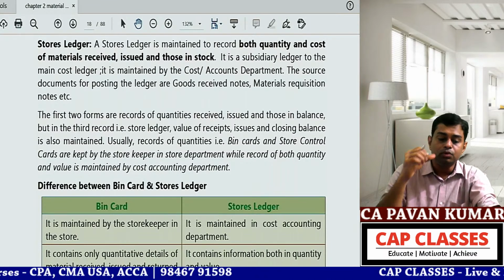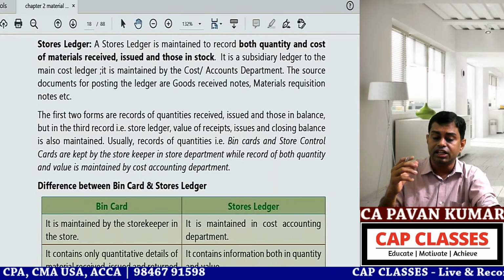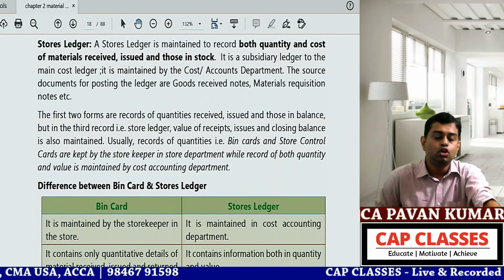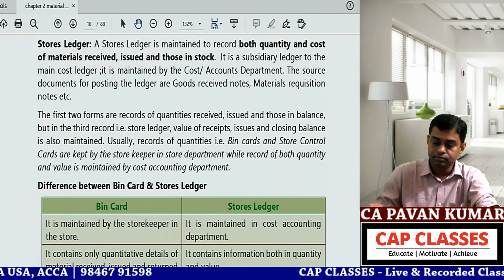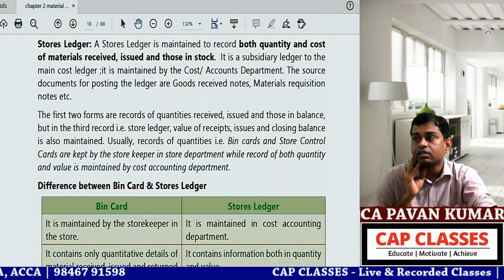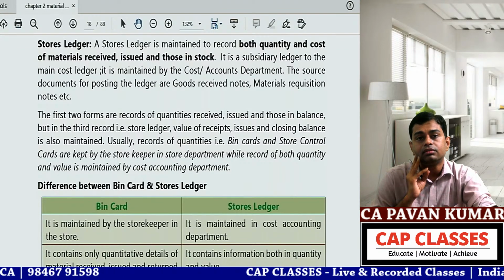Next, point number 2. What is the next one? Stores ledger.